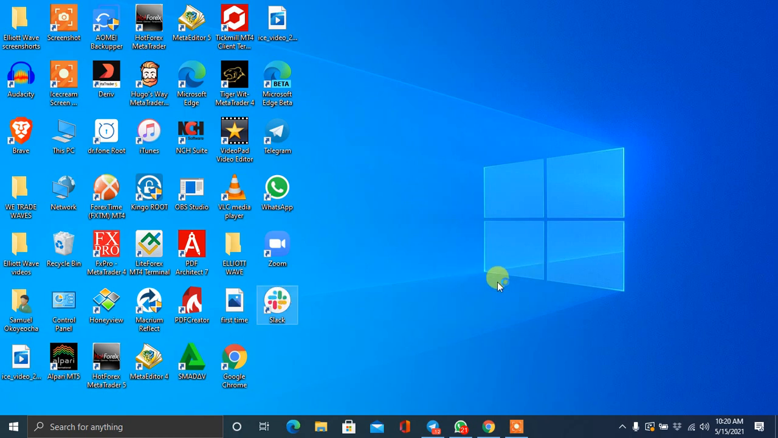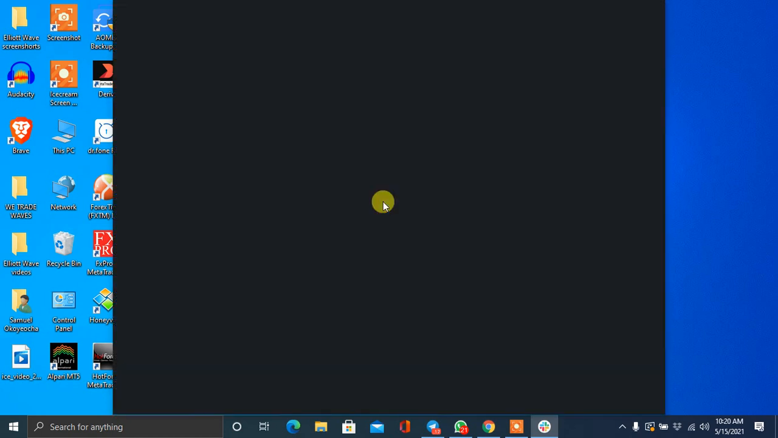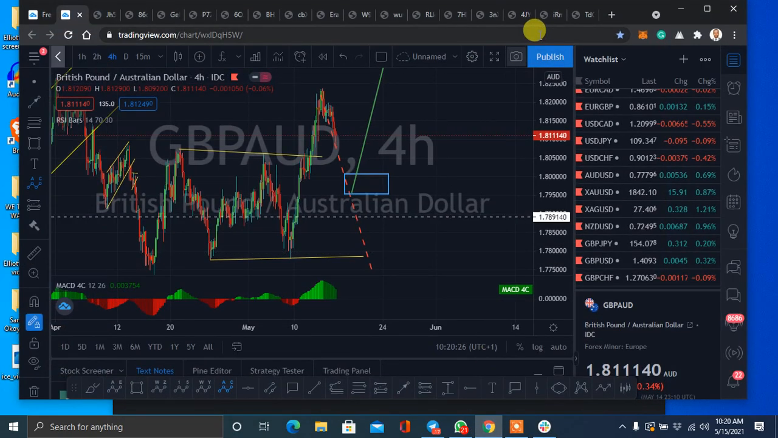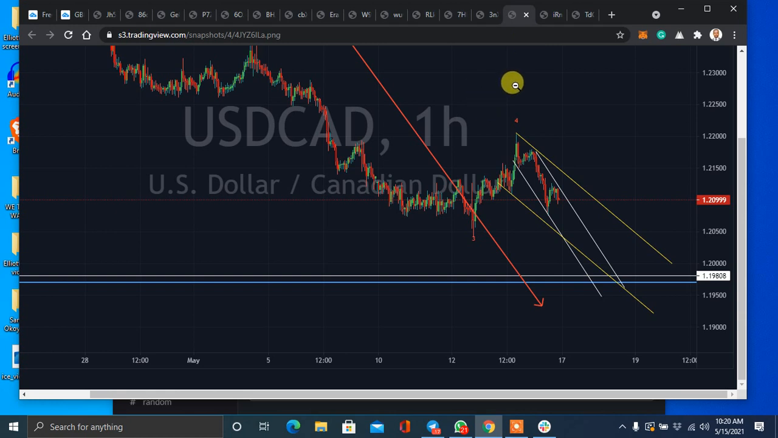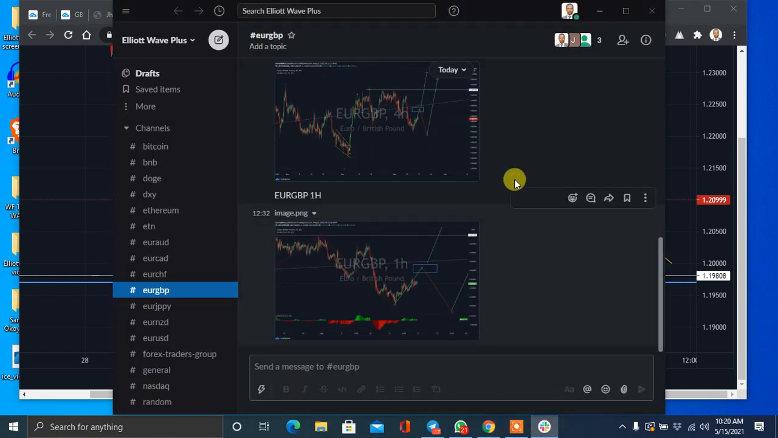Okay, yesterday I updated USD pairs and Euro pairs on my Slack. The Slack is only accessible to my students, not for everybody. Let me just show you on Slack the page I analyzed yesterday.